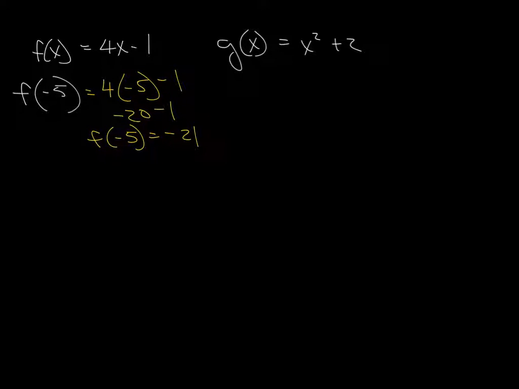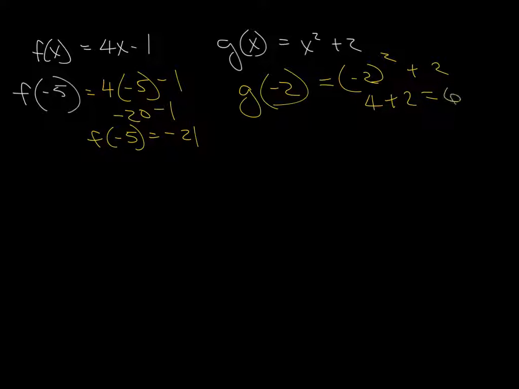What if I'm interested in g of negative 2? Well, that means I don't look at this one. I only look at the g one. So g of negative 2 equals 6. And that's all they want you to do.